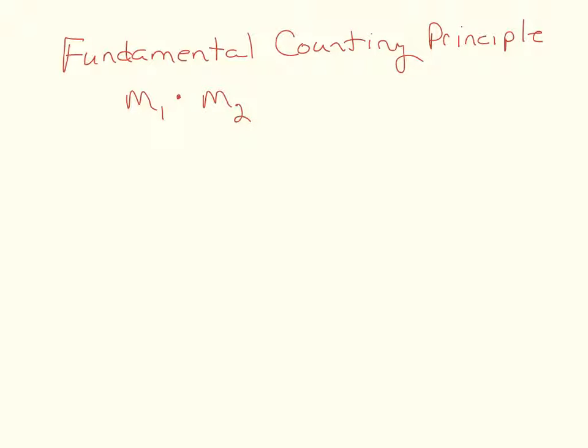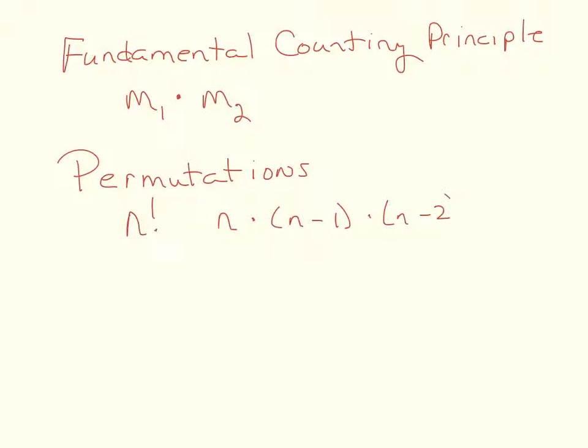We also talked about permutations. And permutations are used when order is important. And remember, if we had n events and we want order, where order is important, we could use n factorial, which was n times n minus 1 times n minus 2, all the way down to 1. That was n factorial. That is an example of permutations.